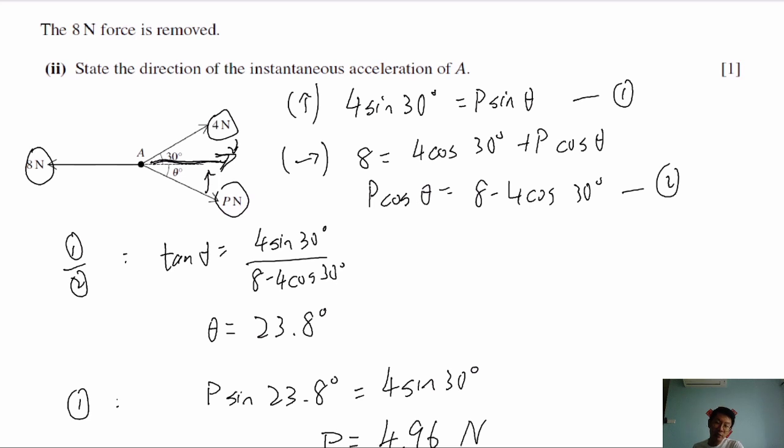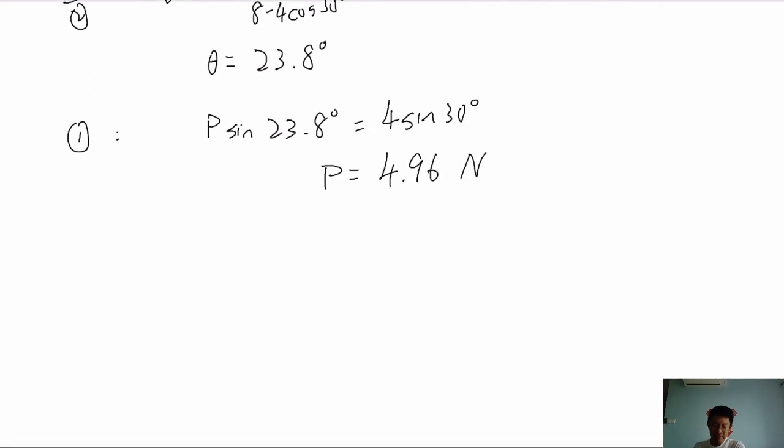If we remove the 8 Newton, what remains is this force. From there we know that this force is going to the right. So for the second part, the direction is to the right. That will be for the second part of the question. All right, so let's look at another one.